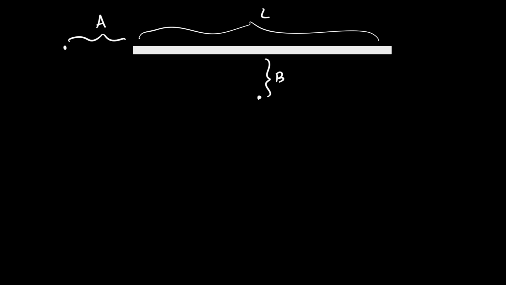There's a point over here, a distance A away, and a point here from the center, a distance B away. And the whole bar has length L. All right. Derive an expression for the magnitude of the electric field at point A in terms of L, A, lambda, and physical constants as appropriate.